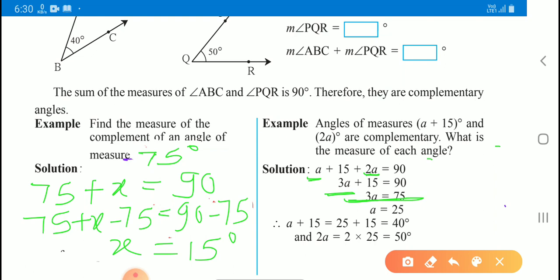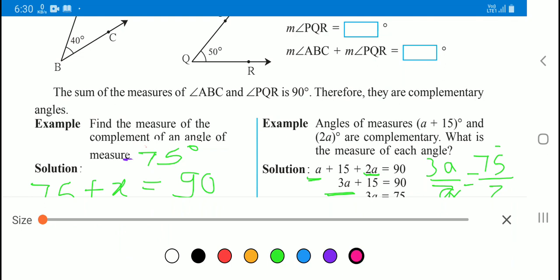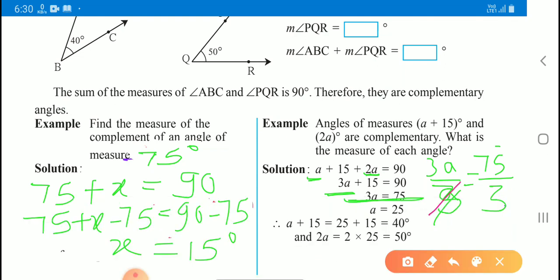Here, 3A is equal to 75. Here what we have to do? We want to cancel the 3 from both the sides. So 3A upon 3 is equal to 75 upon 3. So this 3 will cancel with each other. What remains here? A. A is equal to 75 upon 3, which means A is equal to 25.